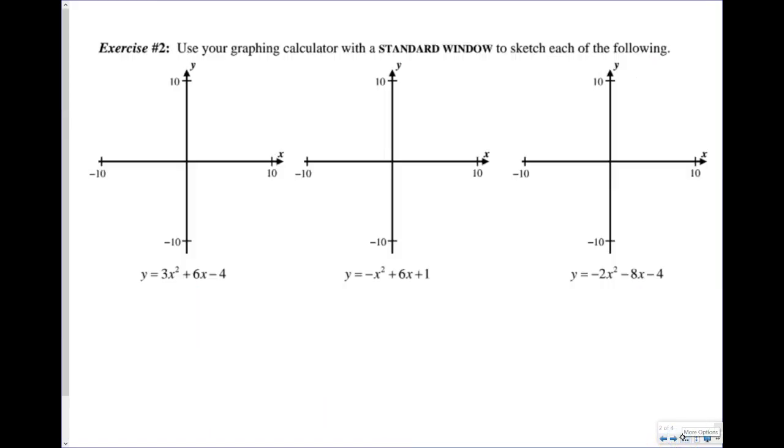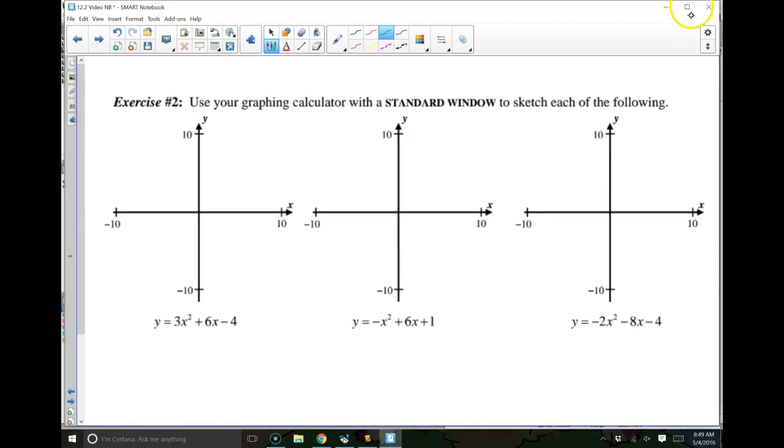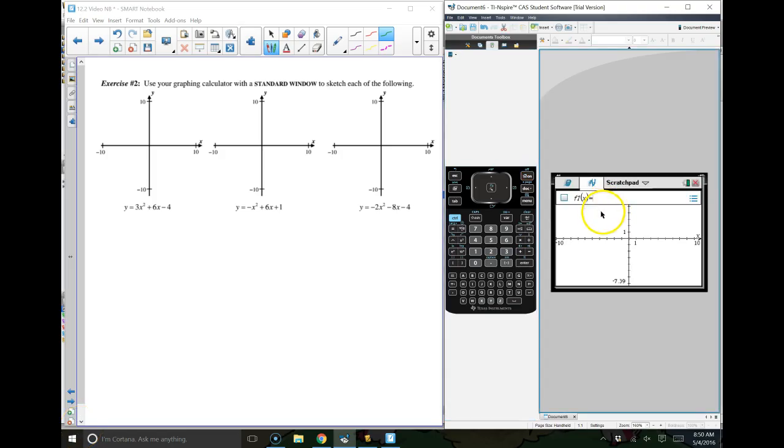So exercise 2, use your graphing calculator with a standard window to sketch each of the following. So let's get my calculator app open. I'm going to minimize this here. Okay, so I'm going to go to my calculator. I'm going to go to graph. I'm going to type in my function. So this first function I'm going to do is y equals 3x squared plus 6x minus 4.